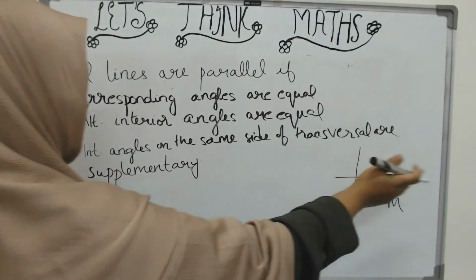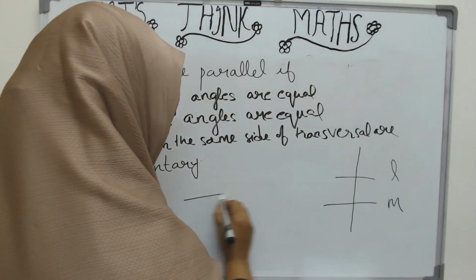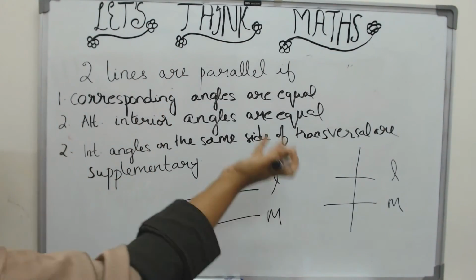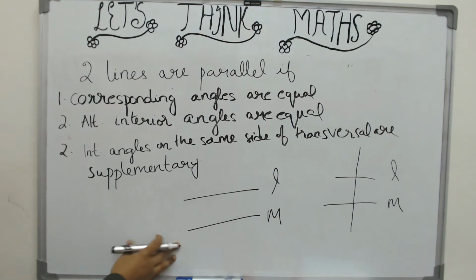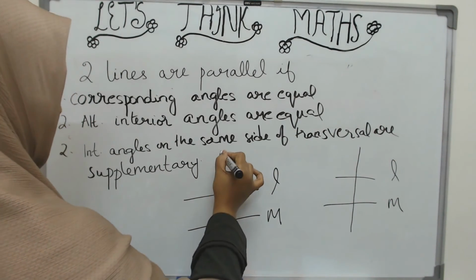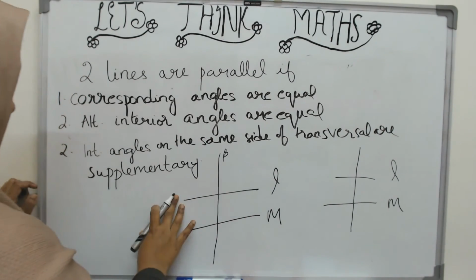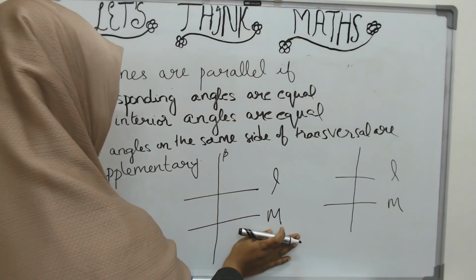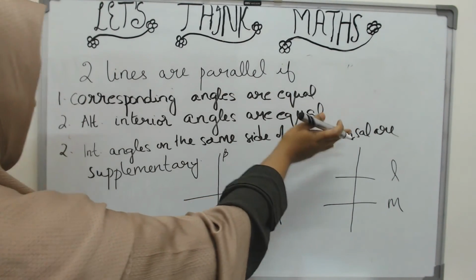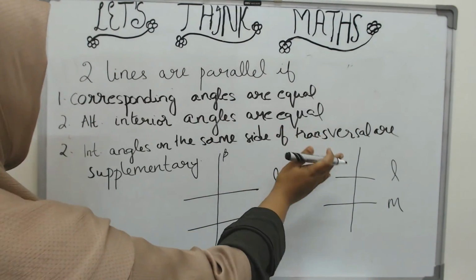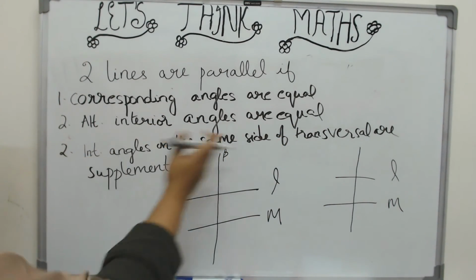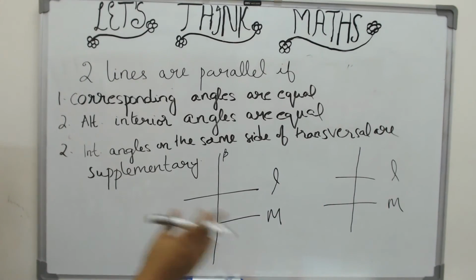Suppose you have any two lines L and M. Randomly take an L and take an M, and you don't know if it is parallel or not. Then how will you find if it is parallel? Take a transversal, consider any line which cuts them, then these two lines will be parallel if any of this is true: if the corresponding angles are equal, or if the alternate interior angles are equal, or if the interior angles on the same side are supplementary. Let us see an example.